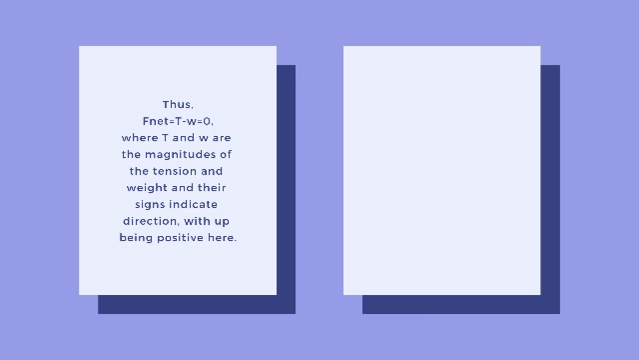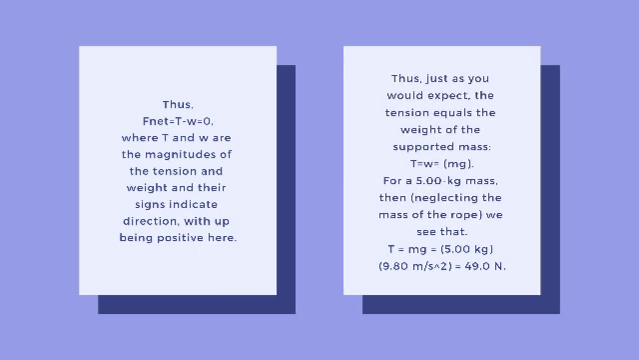Thus, the net force is equal to T minus W is equal to 0, where T and W are the magnitudes of the tension and weight and their signs indicate direction, with up being positive here. Thus, just as you would expect, the tension equals the weight of the supported mass. T is equal to W is equal to m times g.